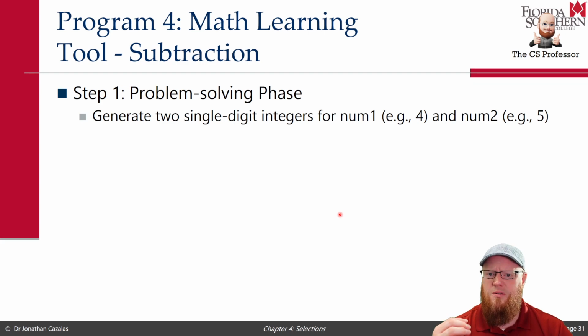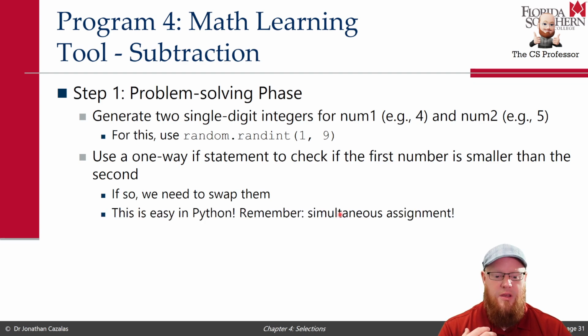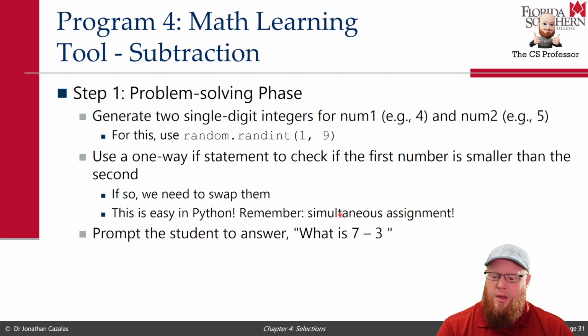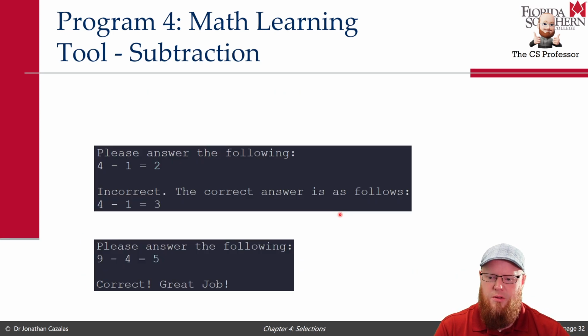So the first part of the problem solving phase: we're going to use the randint function. We're going to use a one-way if statement to check if the first number is smaller than the second. If num1 is smaller, we need to swap, so we're going to swap them using simultaneous assignment. Then we're going to ask them the question, scan their answer, and then print the results. Pretty straightforward. So this is the output, and let's write a program to match this.